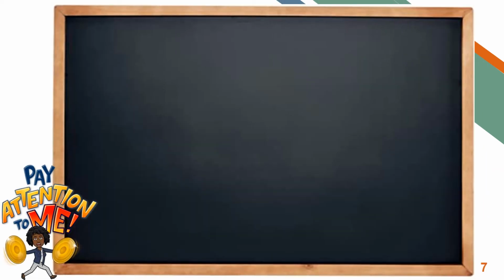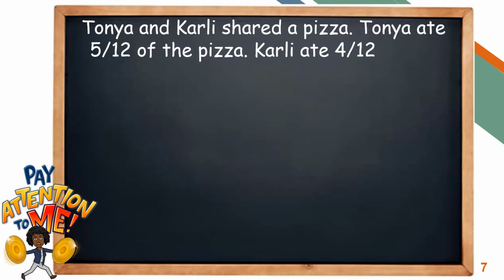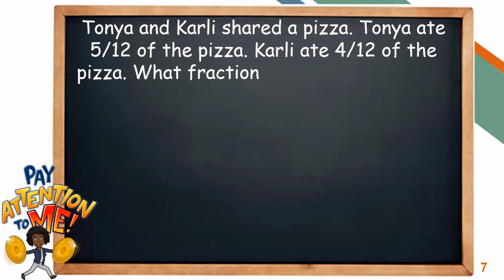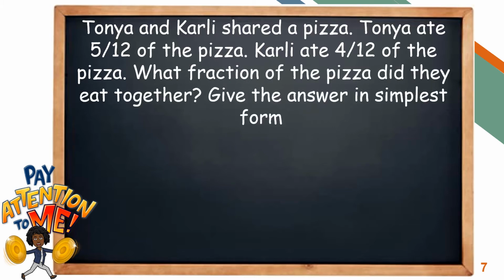Let's look at it in more detail. Tanya and Carly shared a pizza. Tanya ate 5/12 of the pizza. Carly ate 4/12 of the pizza. What fraction of the pizza did they eat together? Give the answer in simplest form.